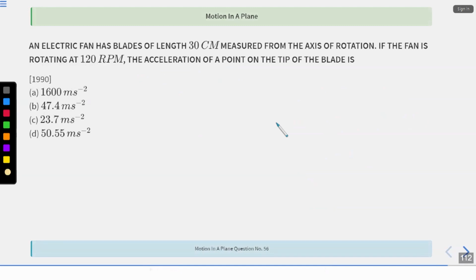The next question states that an electric fan has blades of length 30 centimeter measured from the axis of rotation. If the fan is rotating at 120 rpm, the acceleration of a point on the tip of the blade is what? This is again related to circular motion.